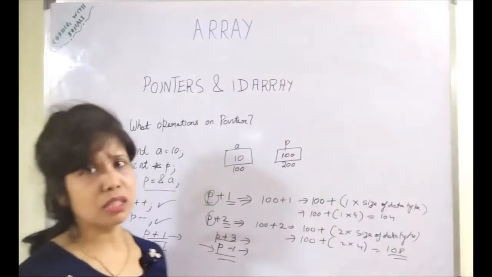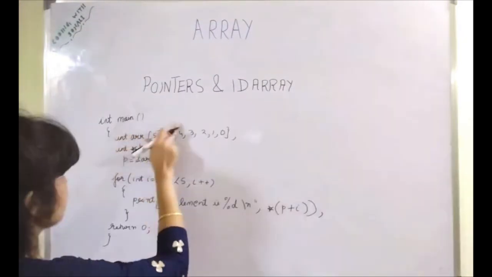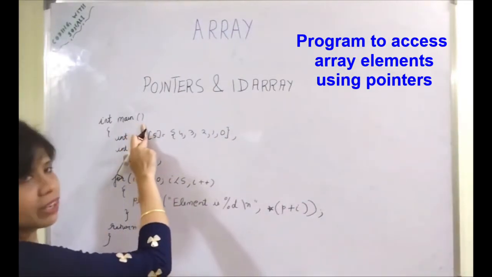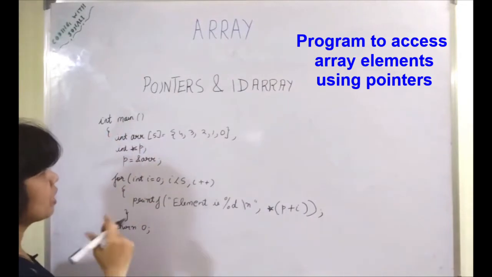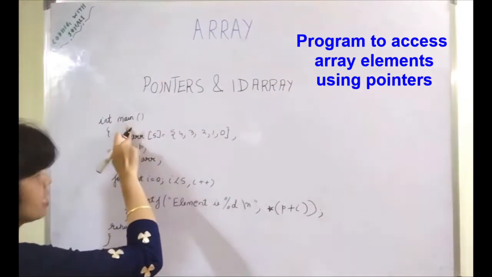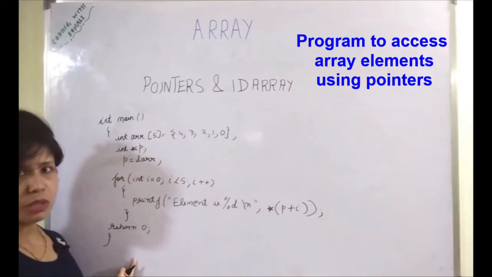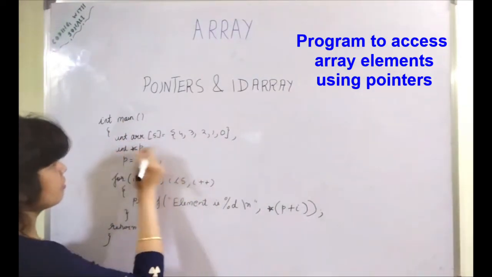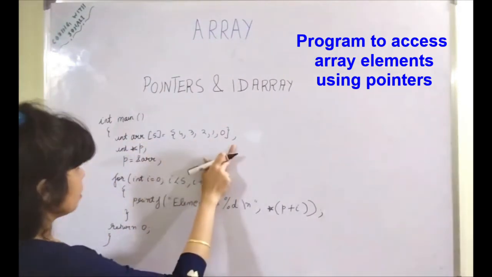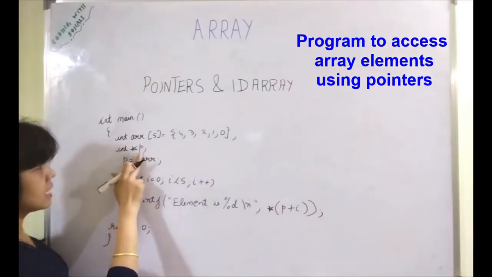Now let's write a simple program to access the array elements using pointers. How to access the array using pointers? First of all, this is your main function. We know that whenever you execute your C program, the control comes into this main function. It is the entry point to start the execution of the C program, and line by line instructions will be executed in sequence. In the first line, you have simply created an array of size 5 and initialized it with these values. It is an integer array, and now you are taking a pointer, that is int star p.